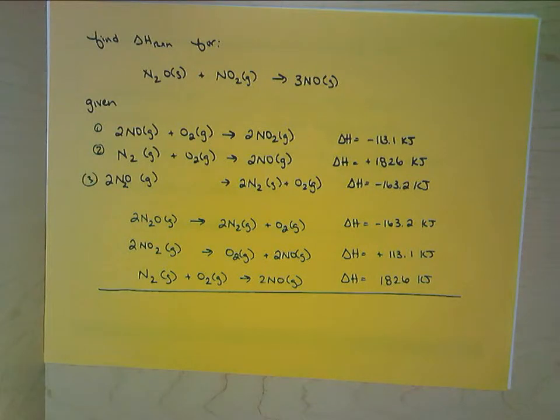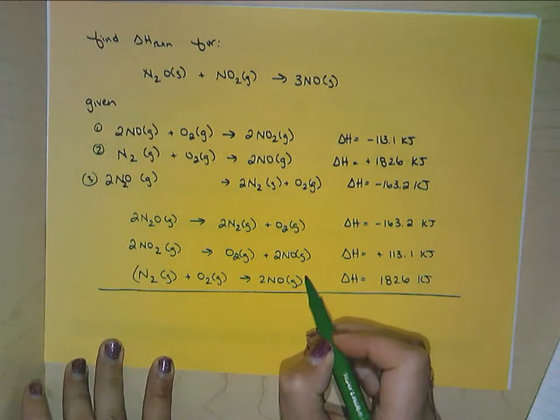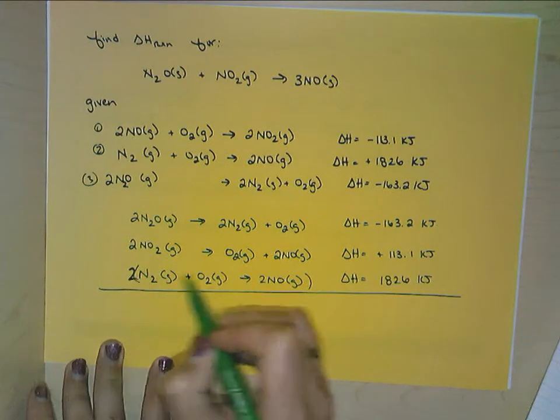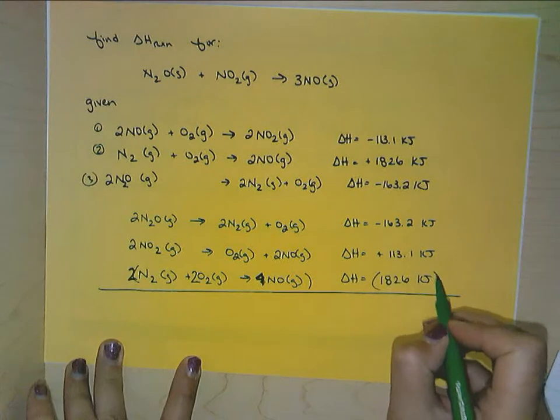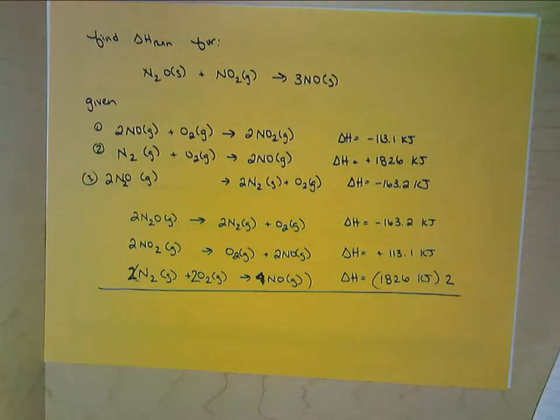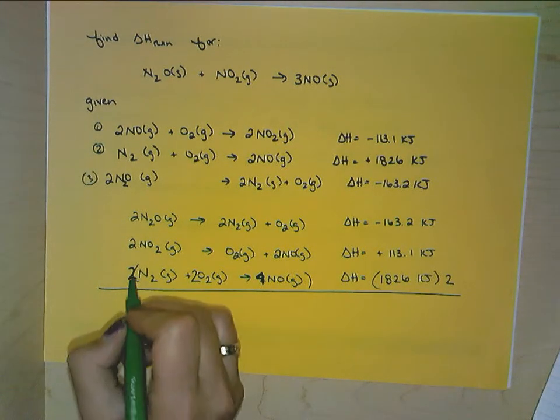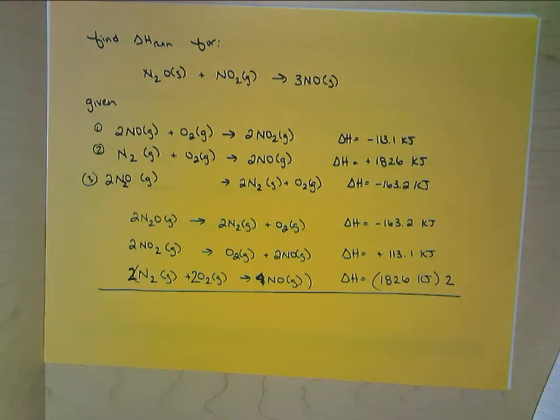So let's take a look and see what I can cancel out. Oh, did I skip a step? I did. I skipped a step. Hold on. This one should be I2. Yep, this one should be I2. There we go. So, 2 N2s, 2 O2s, 4 NOs. Okay, good.